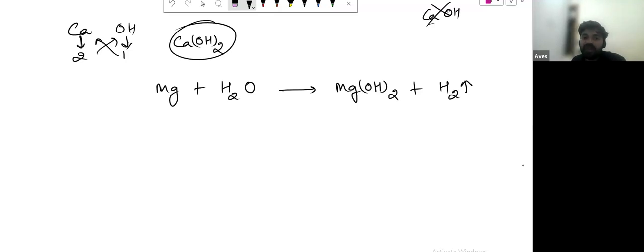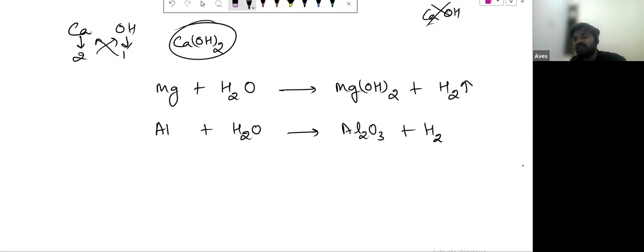But in the case of aluminium, when it reacts with water, it does not form hydroxide. Why? Because it forms Al2O3 in the first step, and then hydrogen gas. But this Al2O3 is not water soluble, dear student. It does not further react with water, so it only forms Al2O3.